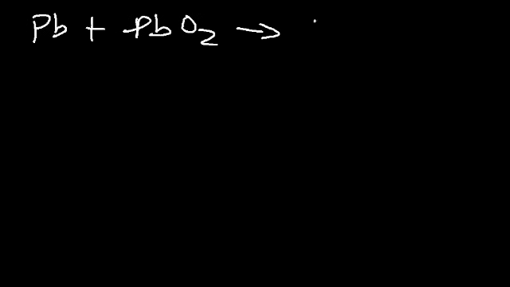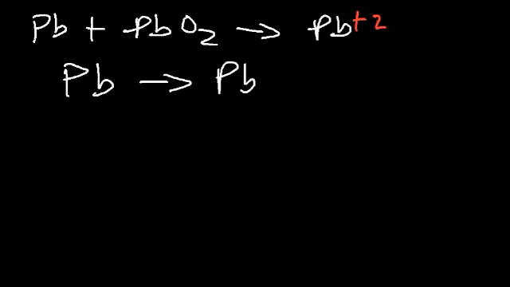So here's the last example for this video. Let's say you have the reaction between Pb and PbO2, and under acidic conditions it turns into the Pb+2 ion. How would you balance this reaction? So let's start with the first half reaction, which is Pb turning into the Pb2+ ion.